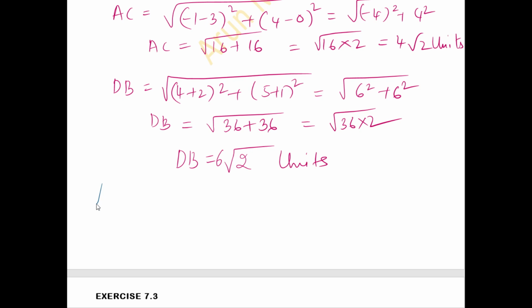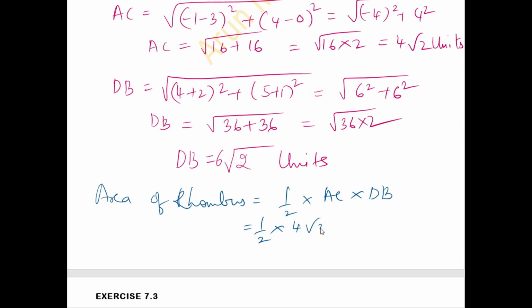Now what is area of rhombus? Half into AC into DB. Half into, what is AC? AC is 4 root 2, DB is 6 root 2. Root 2 into root 2 is, what we get? Half into 4 into 6 is 24. Root 2 into root 2 is 2. 2 and 2 will cancel out. What we get? We get 24 square units. Therefore the area of rhombus is 24 square units.